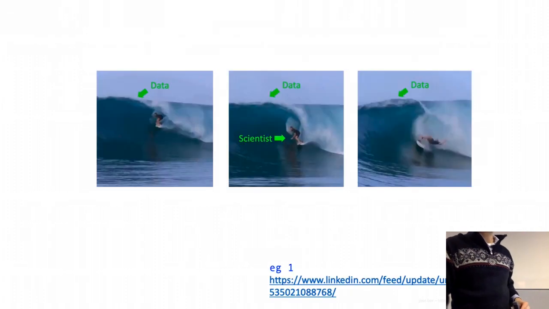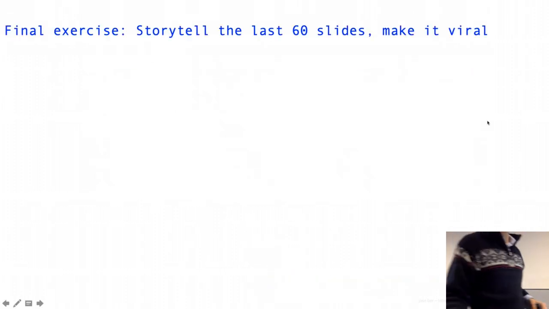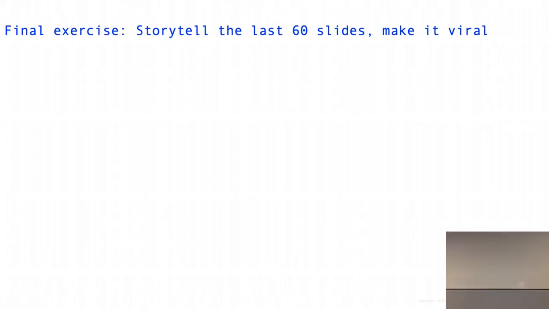Oh yeah, I forgot. Last one. Okay, last one. How would you storytell the last 60 slides? Without information overload. How would you do it?